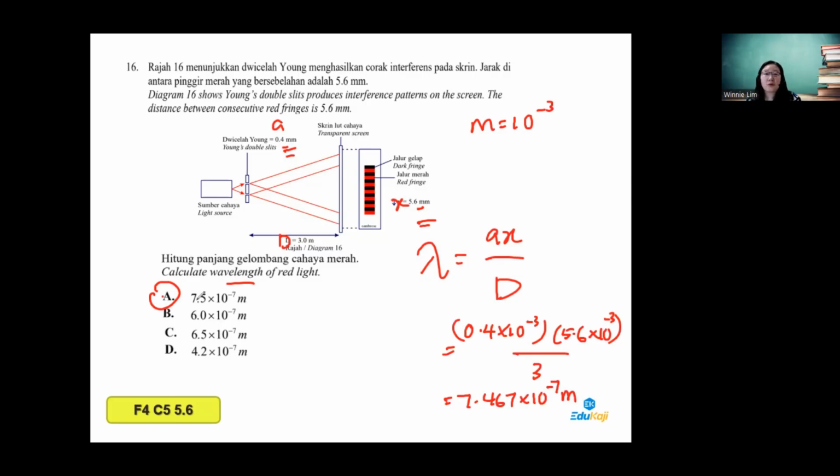Now, sometimes be careful, they can also give you the answer option in millimeter. In millimeter, then you have to change. So that's why you need to check the final unit also. But this question is in SI unit, so we already changed it, so no need to worry.